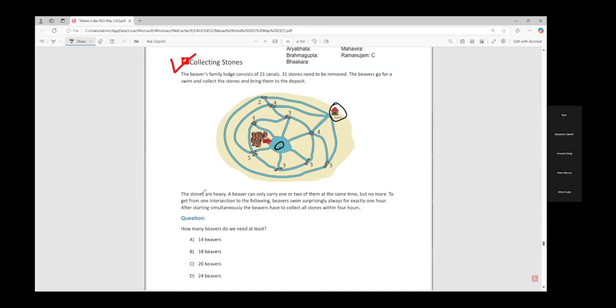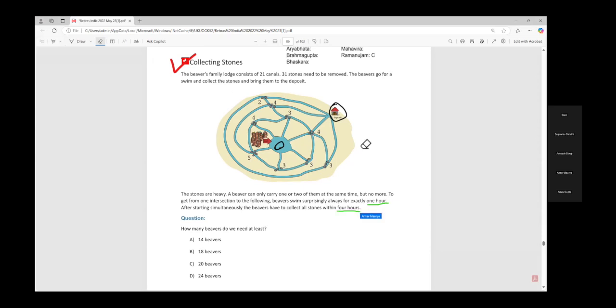To get from one intersection to the following, beavers swim surprisingly always for exactly 1 hour. So let's say this is an intersection from three stones to four stones here. That's 1 hour. But if we go from these three and these two here, like this entire thing, that will also be 1 hour. So the distance between any two intersections, no matter what they show in the picture, is 1 hour, right? After starting simultaneously, so they all start at the same time, beavers have to collect all stones within 4 hours.